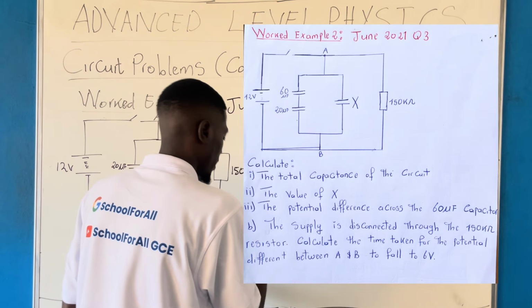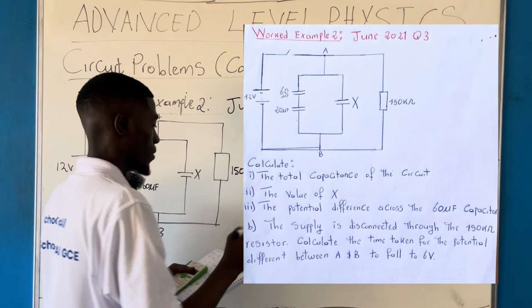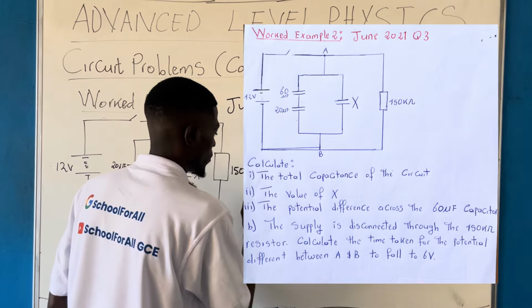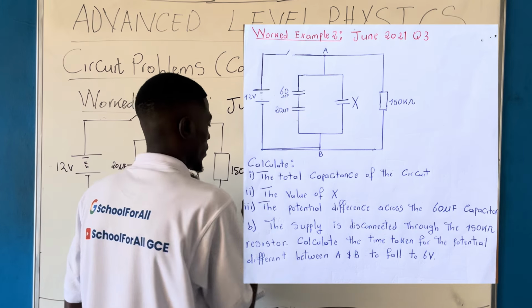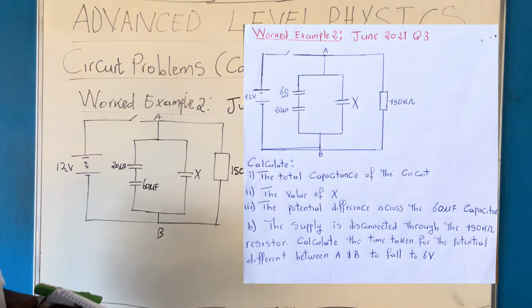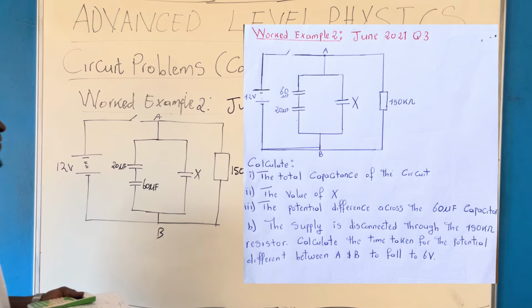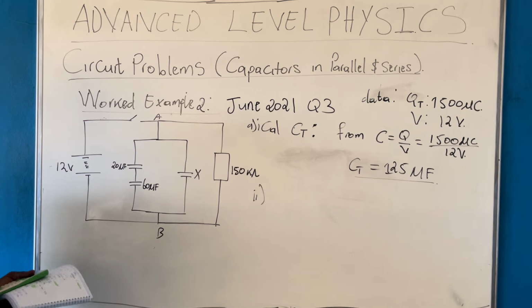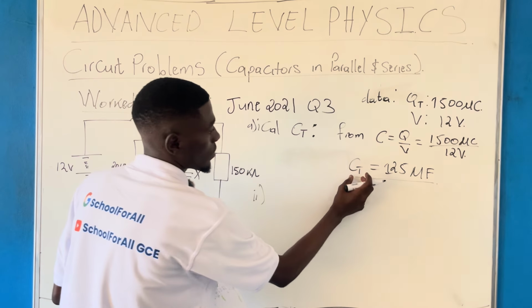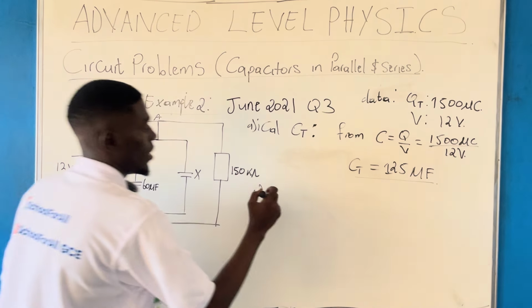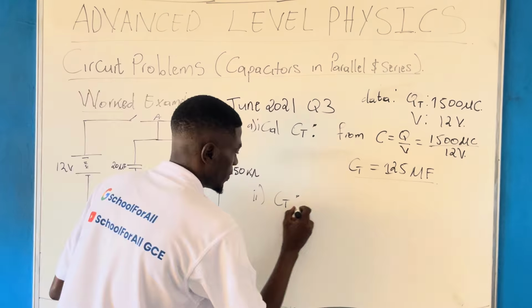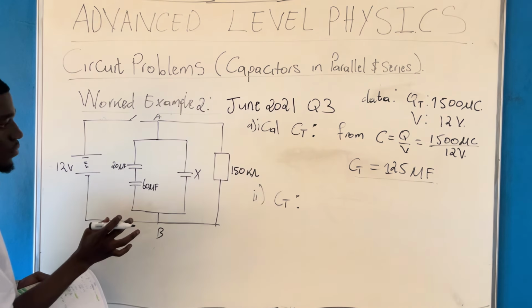Now let us go to the B part of the question. The Roman 2, this one is Roman 1, is asking us to calculate the value of the capacitance X. Now, since I already know the total capacitance in the circuit, let me calculate it algebraically. Algebraically, total capacitance will be what?